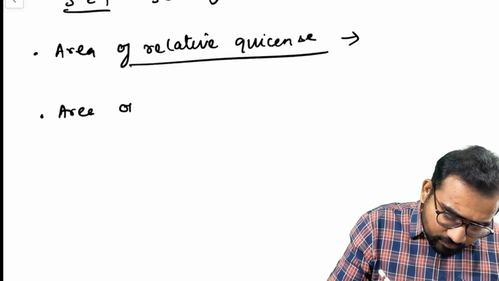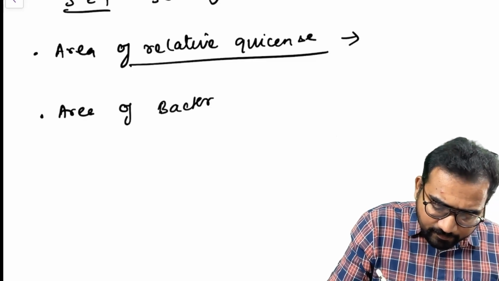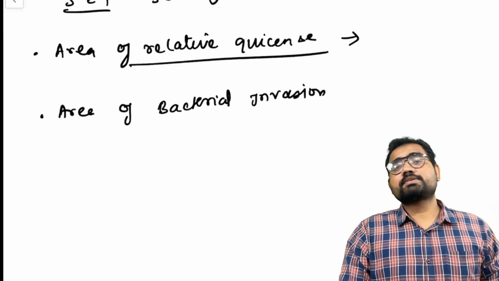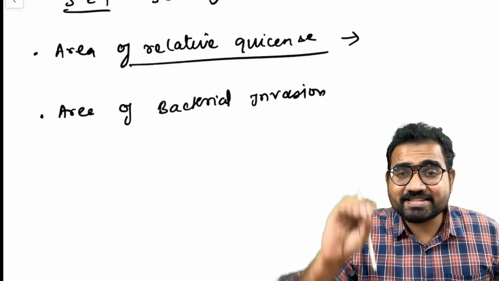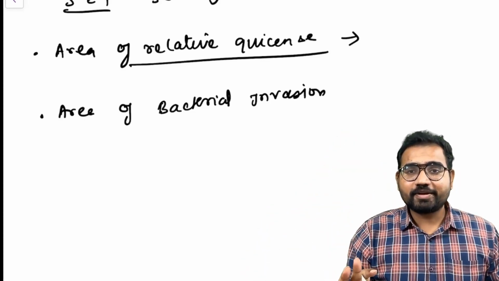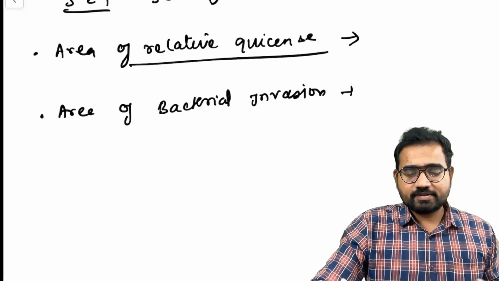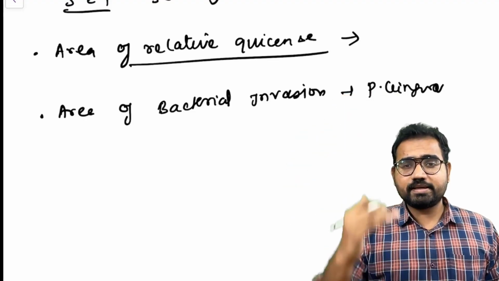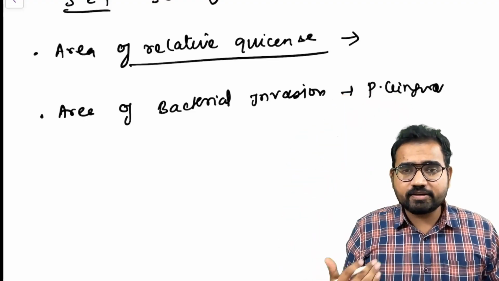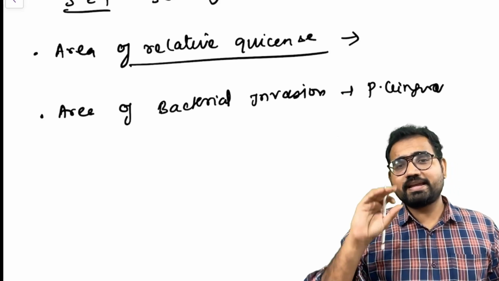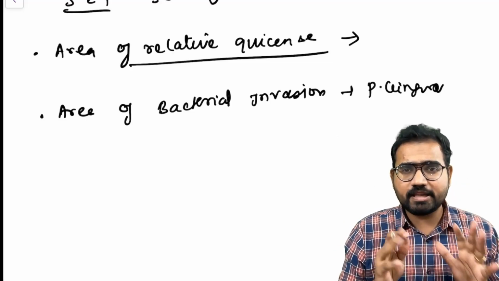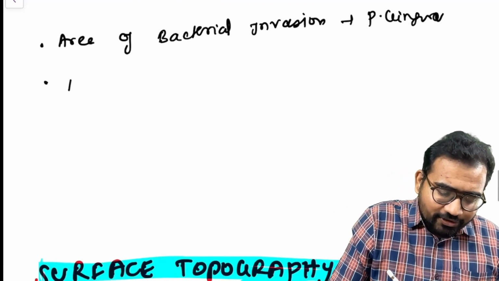Area of bacterial invasion, which means bacteria starts to invade. Say for example P. gingivalis. So P. gingivalis starts to invade into the sulcus, it enters the epithelium, enters the connective tissue. So I can see an area of bacterial invasion where the bacteria tries to invade the epithelium and the connective tissue. What does the body do?